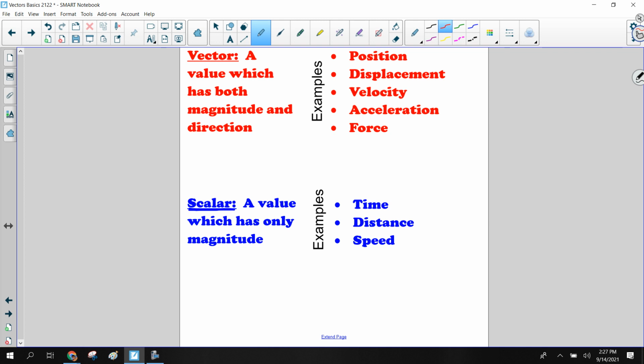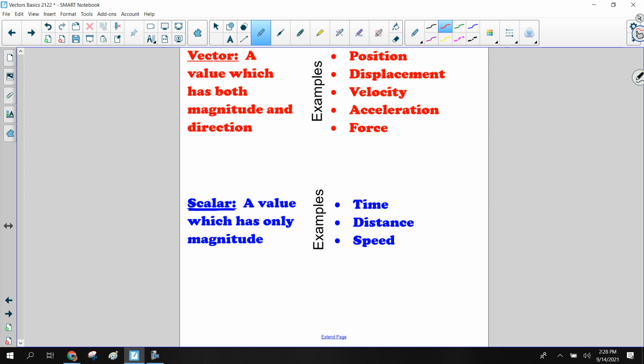Okay? So position is a vector, right? You can be 2 miles to the left of the origin or 2 miles to the right of the origin. Okay? -2, +2. Displacement is a vector. You can go 2 miles west or 2 miles east. Velocity is a vector. You can go 40 miles an hour north or 40 miles an hour south. 40 miles an hour up, 40 miles an hour down. The direction matters. Similarly, acceleration of gravity is 9.8 meters per second squared down, which is why we always make it negative.